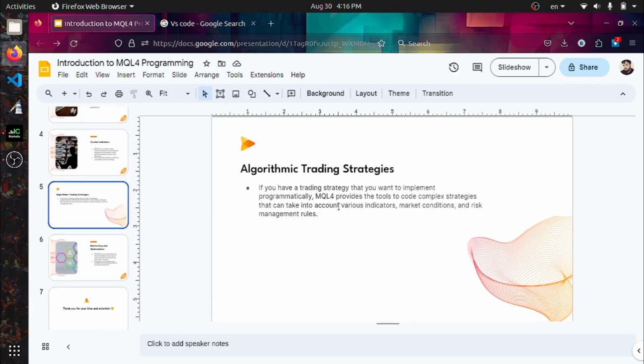So we already talked about algorithmic trading. So let's say you come up with some new trading strategy, some new formula, some new technique that you want to use, and you want to do it automatically. You would want to learn MQL4 programming, and it's a really good programming language. It also helps you to manage your risks.